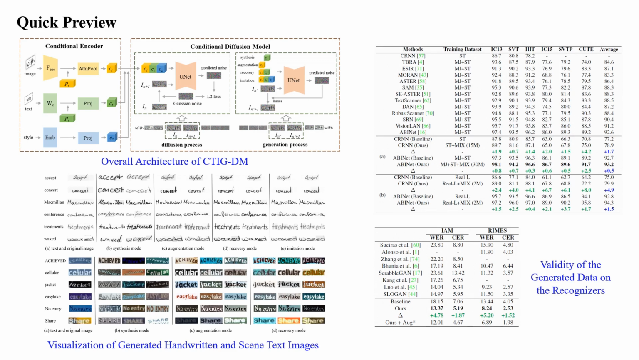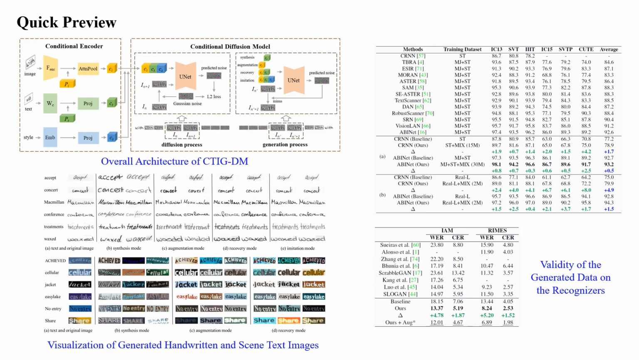In this paper, we explore the problem of text image generation and propose a method called Conditional Text Image Generation with Diffusion Models. To conform to the characteristics of text images, we devised three conditions: image condition, text condition, and style condition, which can be used to control the attributes, contents, and styles of the samples in the image generation process. Specifically, four text image generation modes, namely, synthesis mode, augmentation mode, recovery mode, and imitation mode, can be derived by combining and configuring these three conditions.